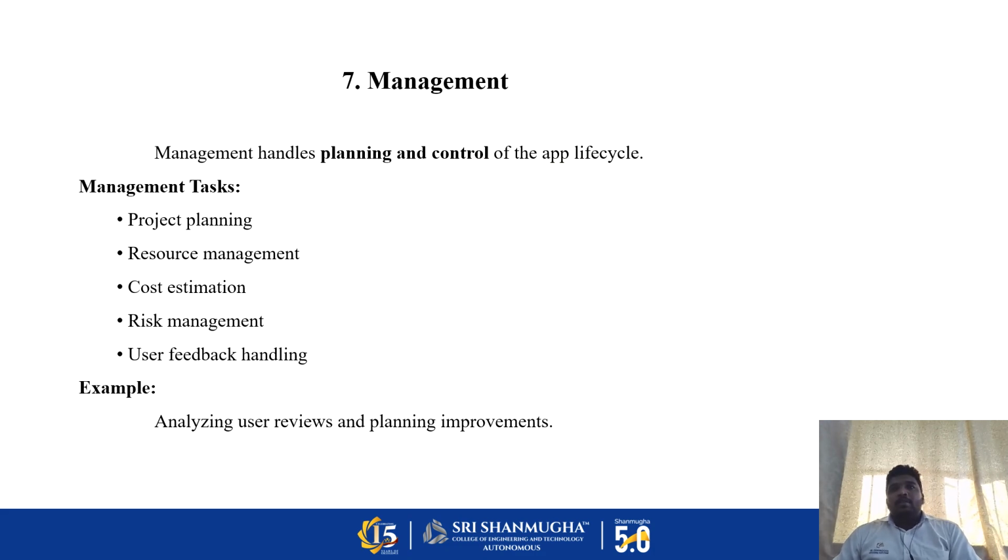Third one, cost estimation. Calculate total cost: development plus servers plus marketing. For example, the app costs 5 lakhs, track it to avoid overspending. Fourth one, risk management. Identify problems early. For example, Android 16 updates break apps, and we fix them. Also, a backup plan if a team member falls sick. Fifth one, feedback handling. Read Play Store reviews and fix issues. For example, users say the app is slow, so plan a performance update in version 2.4.